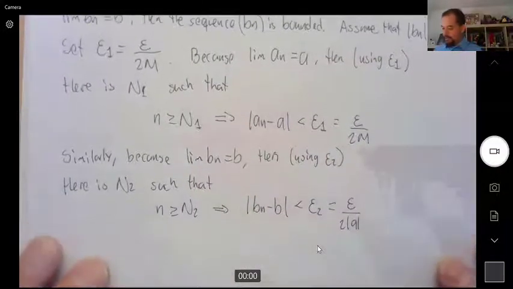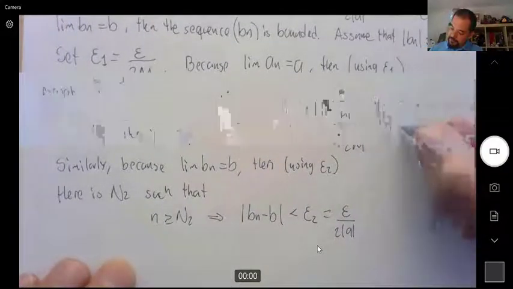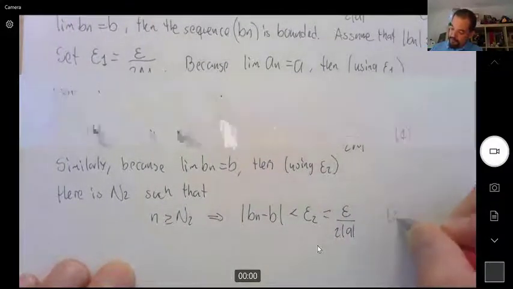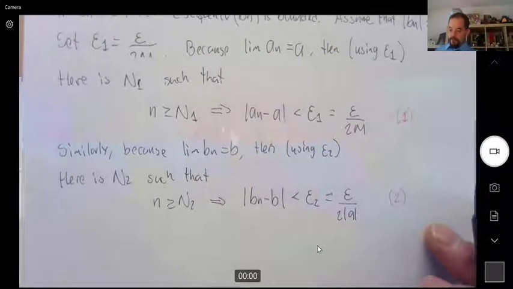And let's actually, when you start getting a lot of equalities and inequalities, it's probably better to number them. So let's call this one 1 and this one 2. Okay. And now what? Well, now.